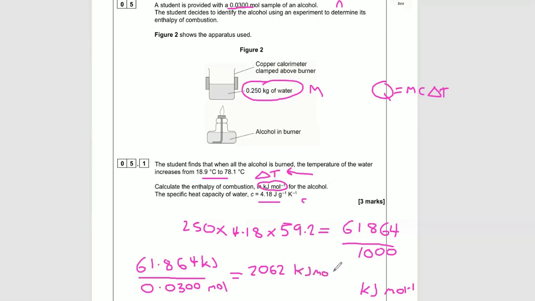Now, because this is a temperature increase, this means it's exothermic. Energy has been released to the surroundings. So we would have a negative symbol for our enthalpy of combustion. So you'll need to put minus 2062. You can always do the 18.9 minus 78.1 so that the temperature you receive here for M1 is minus 59.2 as the temperature change. But I just like to look at the question and see if it's exothermic. I stick a negative symbol.